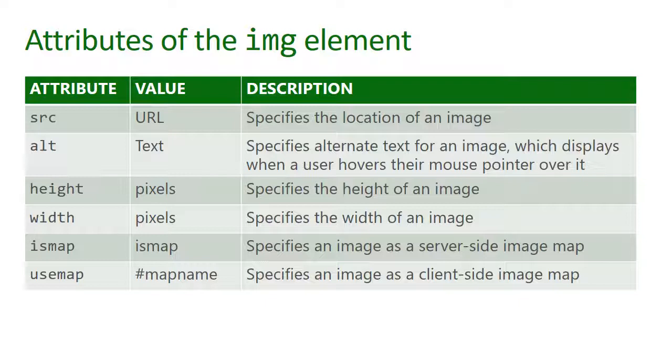ISMap specifies an image as a server-side image map. UseMap, the value would be a map name, which would specify an image as a client-side image map. So, I mean, that could literally be a map. For example, if you had a map of a country and you wanted to split it up into different counties or regions, you could then do that using either ISMap or UseMap.